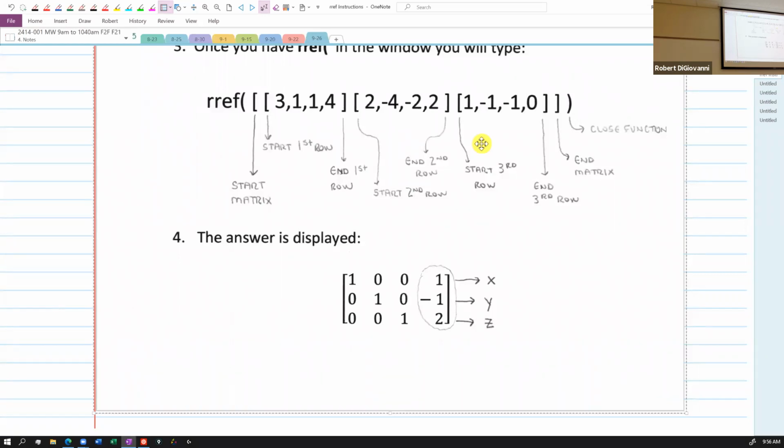This right here where there's no number. 0, 0. Yep. If you don't have anything there, just put zeros.